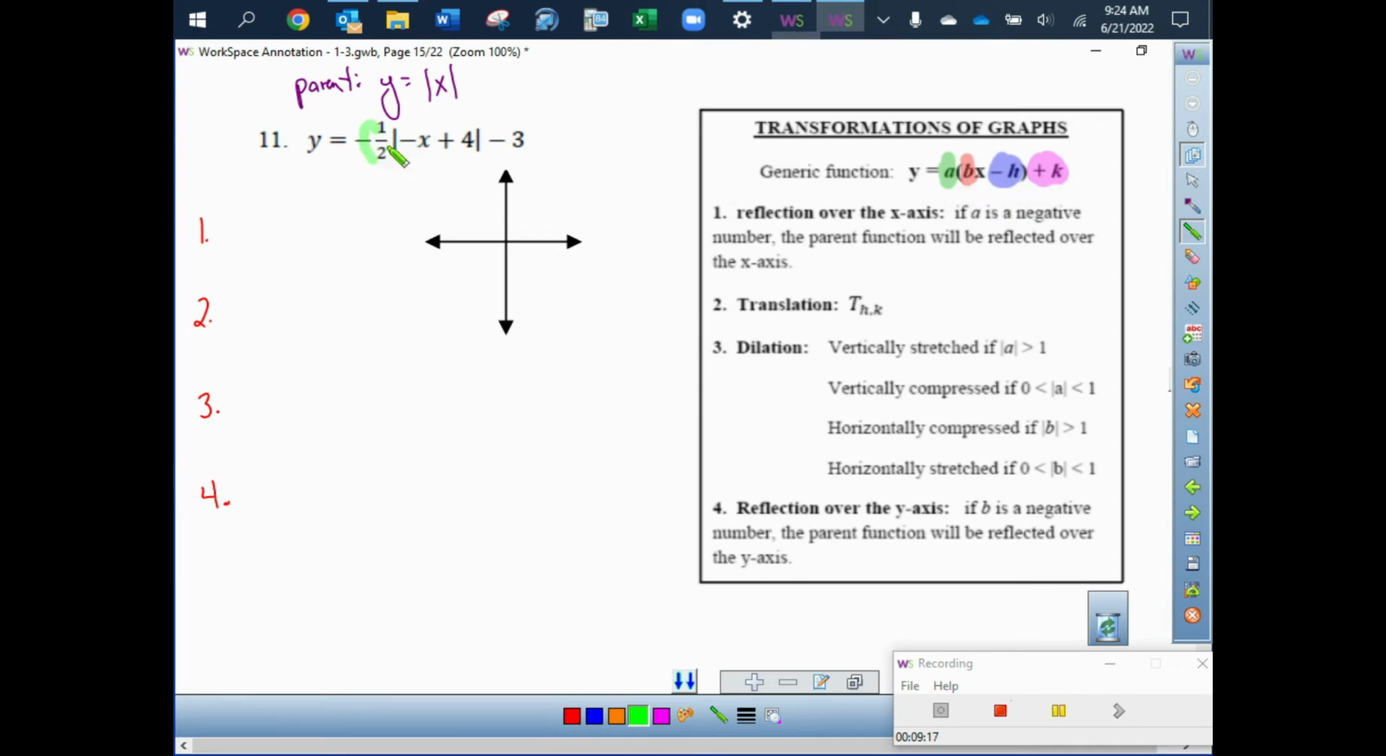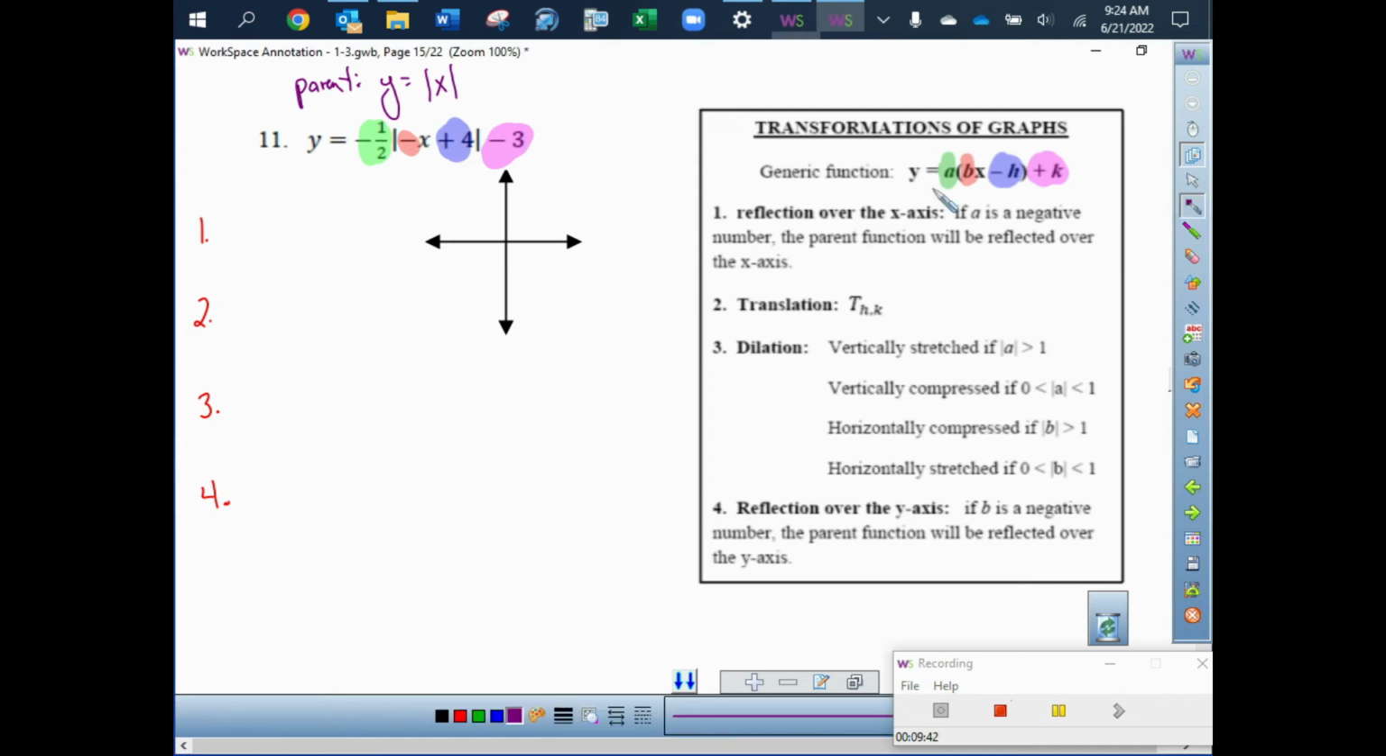A is the number outside the grouping symbols right here in front. B is the number inside the grouping symbols right in front of x. H is in the group being added or subtracted, and yep, it's opposite game. And K is a number outside the group, I want to highlight in pink, outside the group being added or subtracted. So I think it's getting a little easier. Here's A, B, H, and K.